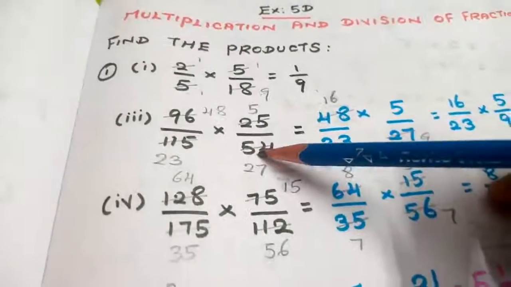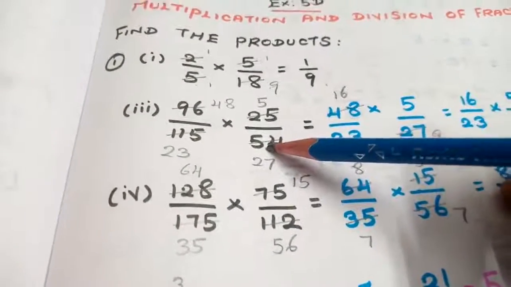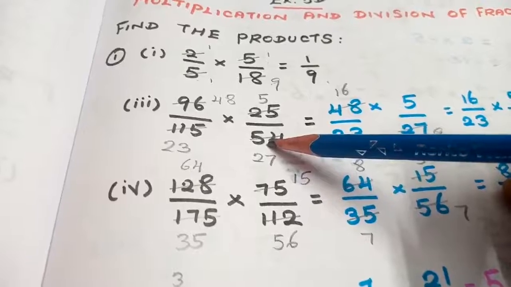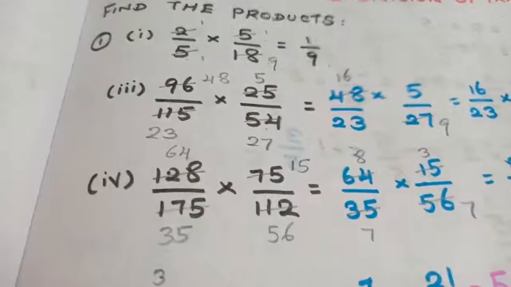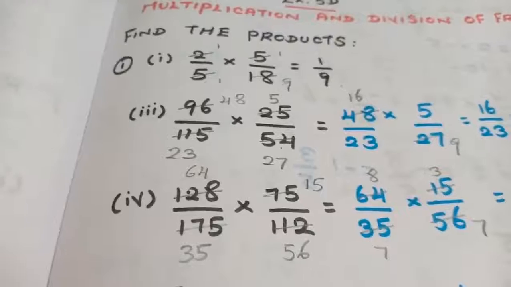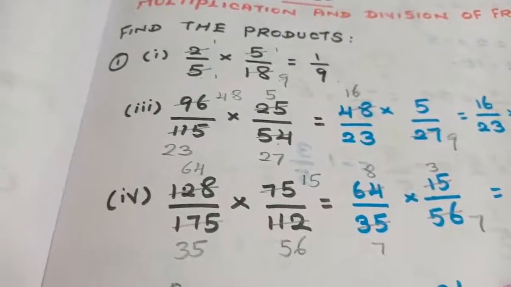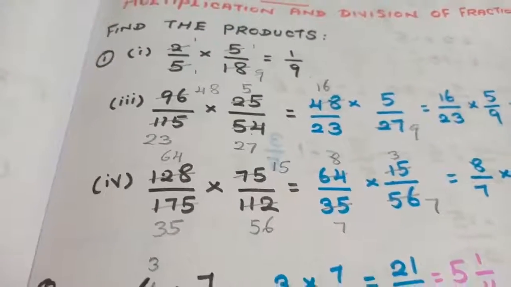Similarly, the same way you are going to cancel. And another thing, cancellation can be done in any way. That is, you can take any table, but top and bottom you are going to cancel the values, and it can be done in any way, but the final answer will be the same.